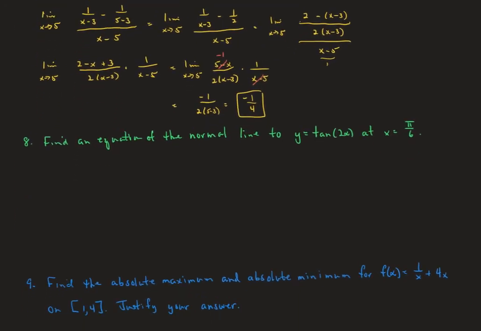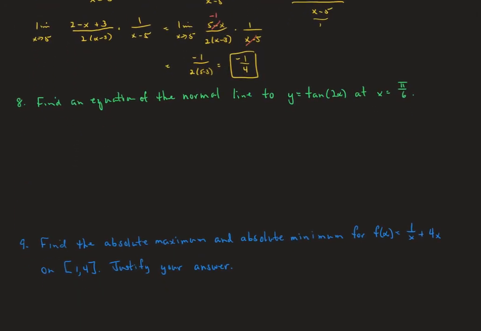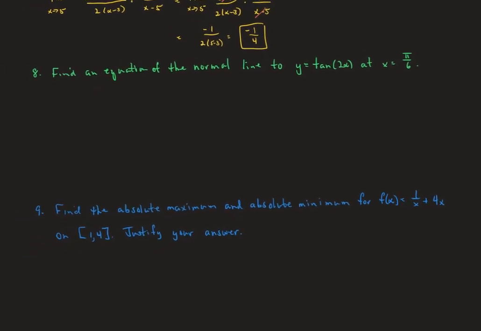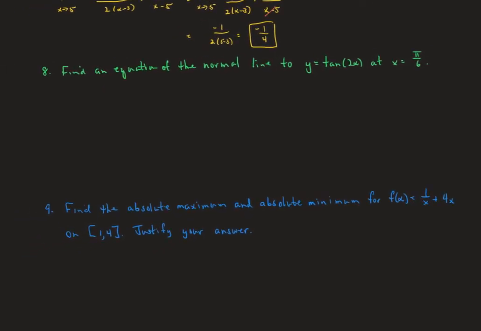Okay, let's slide up. Let's see if we can find an equation of the normal line to y equals tangent 2x at x equals pi over 6. So remember, a normal line is perpendicular to the tangent line. So we need a point. So the x value is pi over 6. So our y value is going to be f of pi over 6.